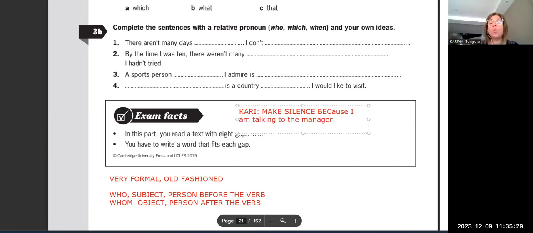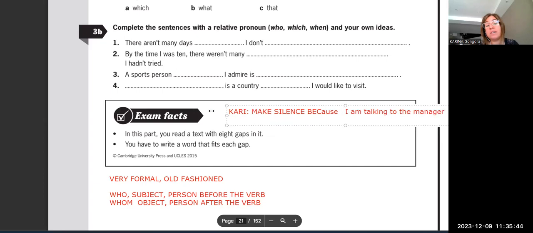Who is the subject? Which is the subject? Kari, very good. In this case, I. There you go. I say, make silence because I am talking to the manager. In the phrase, we have here two ideas. Make silence, that is imperative. We have a connector because we have two ideas in this statement. I am talking to the manager. In this clause, we have a subject and we have an object. Which is the subject?